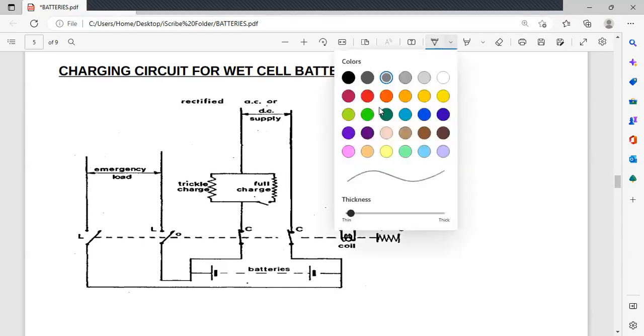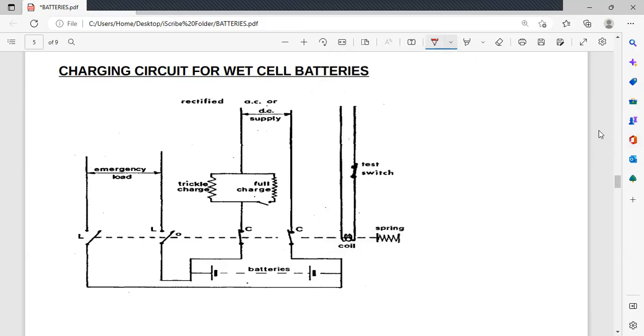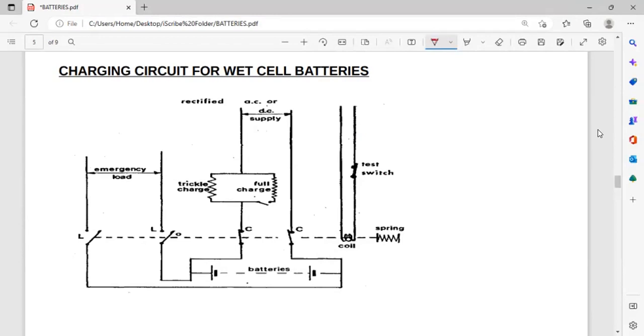Okay, so having seen that, let us see how we charge those batteries. We saw in the video how the batteries get charged. Current flows in the opposite direction. When a battery is being discharged, the current flows from the positive to the negative via the load that is connected to the battery.